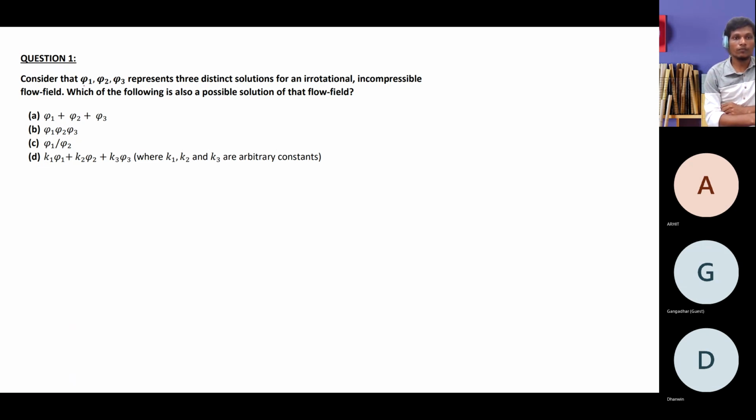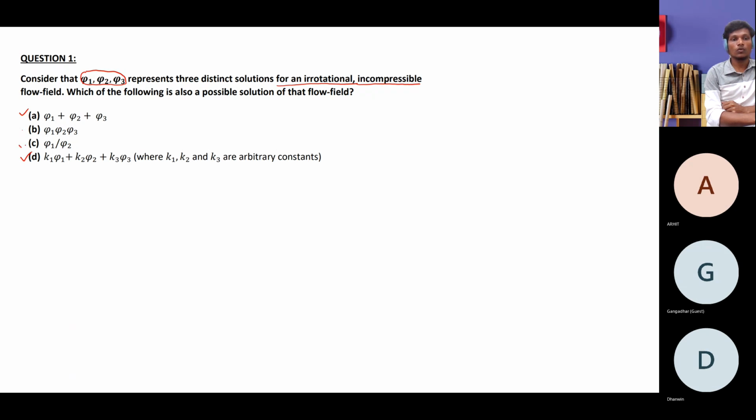Consider that phi 1, phi 2, and phi 3 represent three distinct solutions for an irrotational flow. It is always good to mark your key parameters, that is irrotational, incompressible flow field. If the flow field is irrotational and incompressible, which of the following is also a possible solution of that flow field? We have two conditions: an irrotational and incompressible flow field, and three distinct solutions for that kind of flow field. So we have four options here, one, two, three, four.